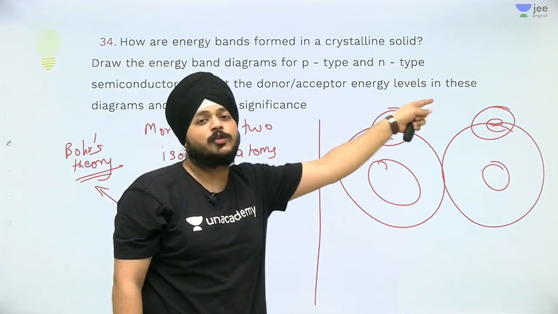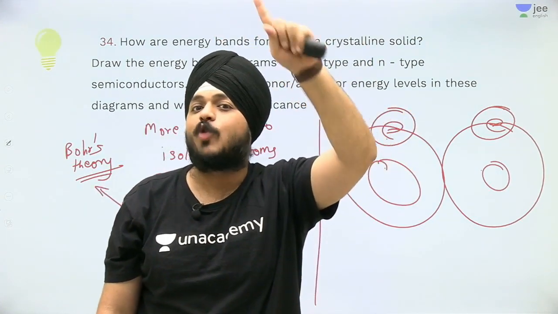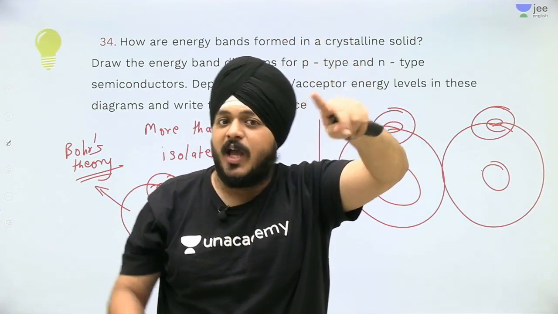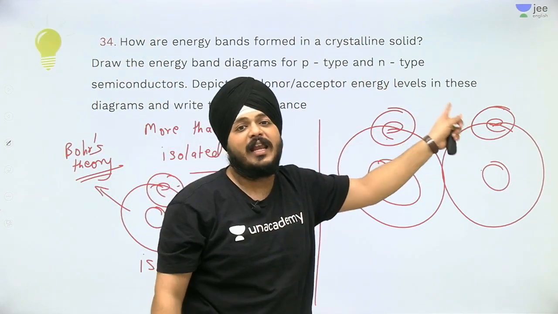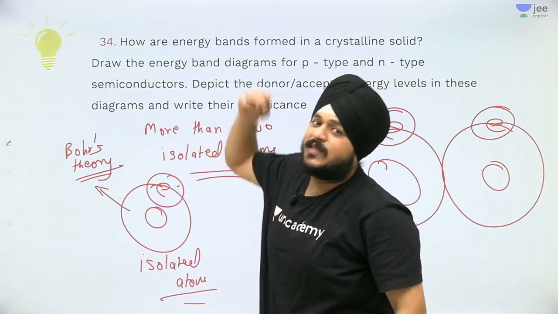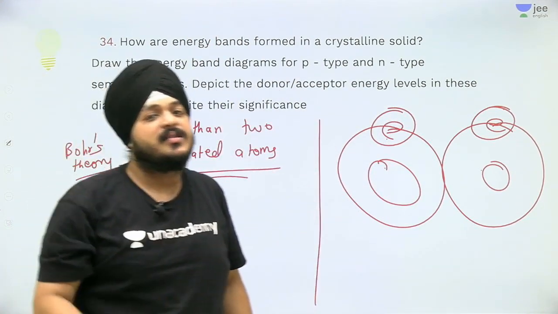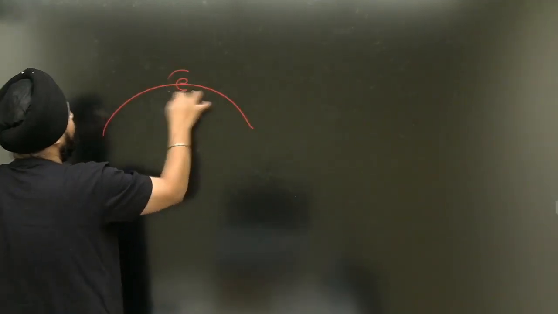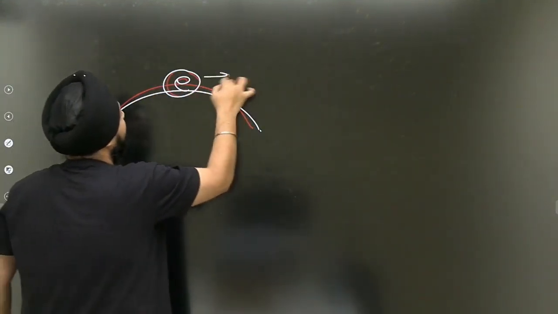Because of those foreign forces, covalent bonds are formed, and whenever covalent bonds are formed, there is always electron sharing. So if I compare the isolated atoms with this kind of lattice structure, the crystalline solid: in the isolated atom, the electron present in the outermost orbit has only one single energy level. This is the electron in the outermost orbit, and it has only a single energy level.